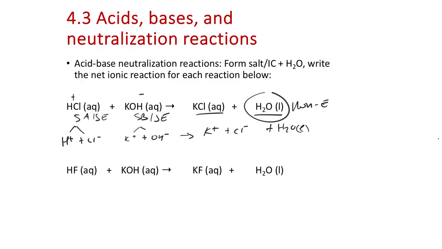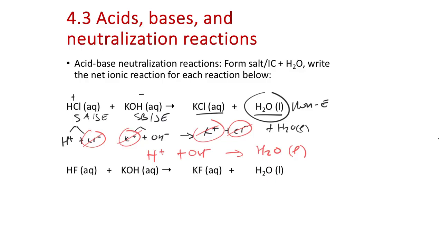So then the net change, if I cancel out the spectator ions, or identify the spectator ions that are in the same form, it's the chloride and the potassium. So my net reaction would be H plus plus OH minus goes to water. Our net ionic equation for our strong acid, strong base reaction is just the formation of water from the H plus and the OH minus ions colliding and forming water in solution.